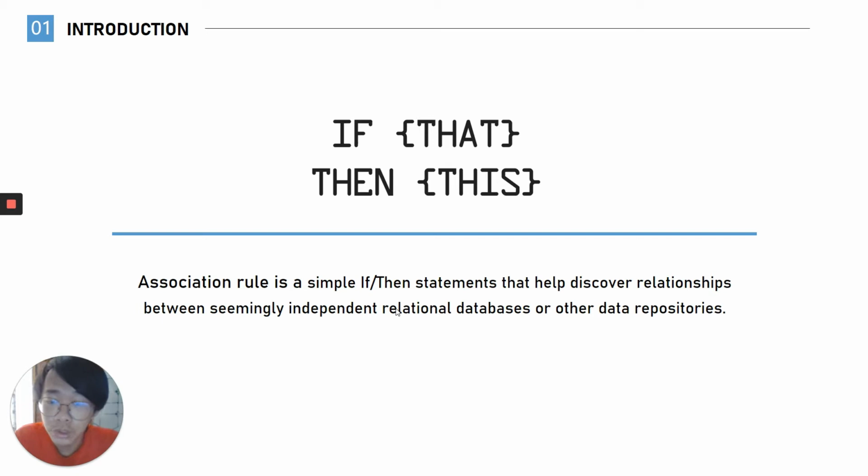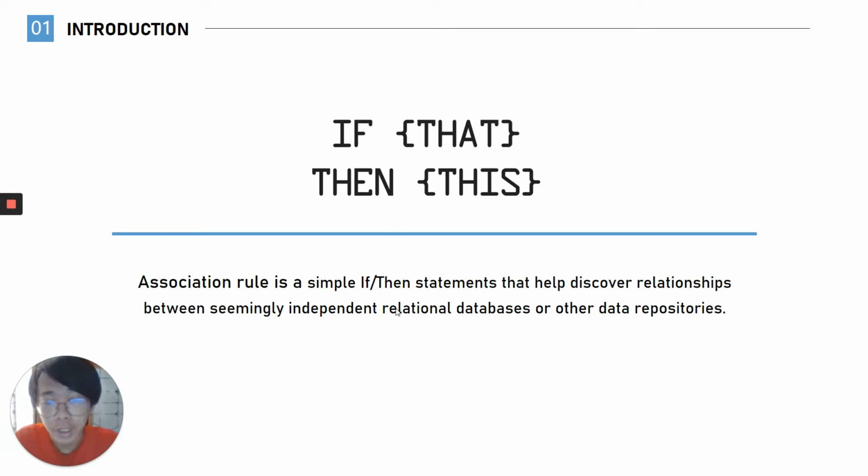Alright, so what are association rules? Actually, association rules are a simple if-then statement that helps us find out the relationship between two independent items. So, in short, it's an if-then relation.